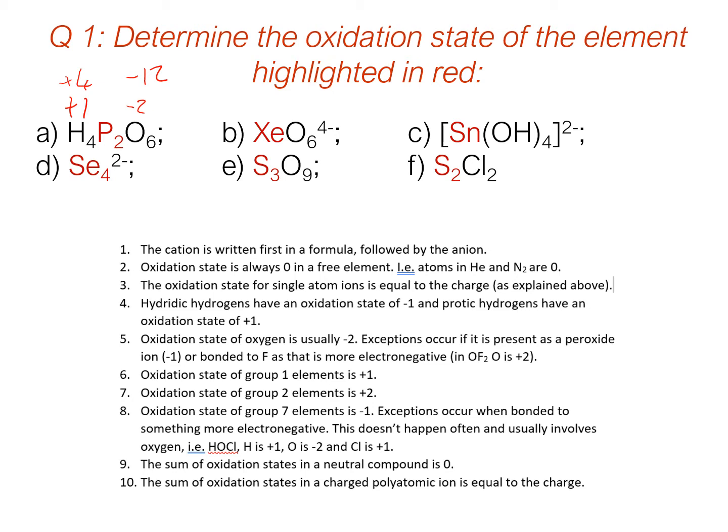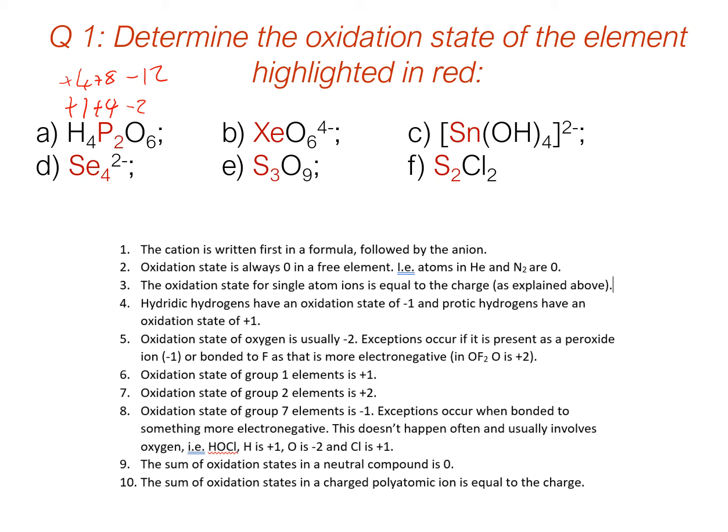We can see it's neutral. So rule 9 says that the sum of oxidation states has to add up to 0. So we see that we're at -12 because of the contributions of all the oxygens, +4 because of the hydrogens, leaves us with the phosphorus having to contribute +8. And since there are 2 phosphoruses, we halve it. So each phosphorus is in the +4 oxidation state.